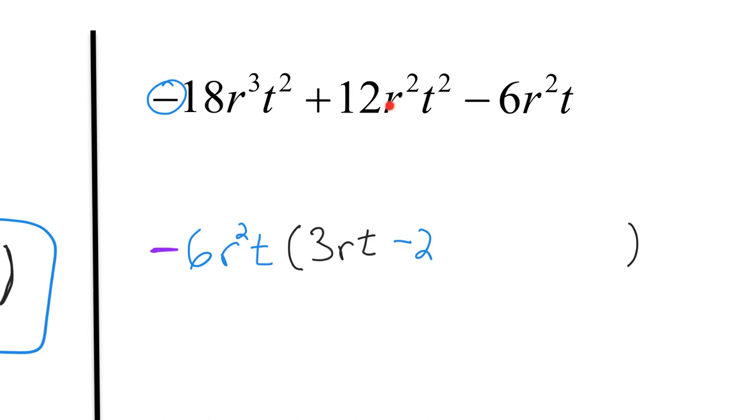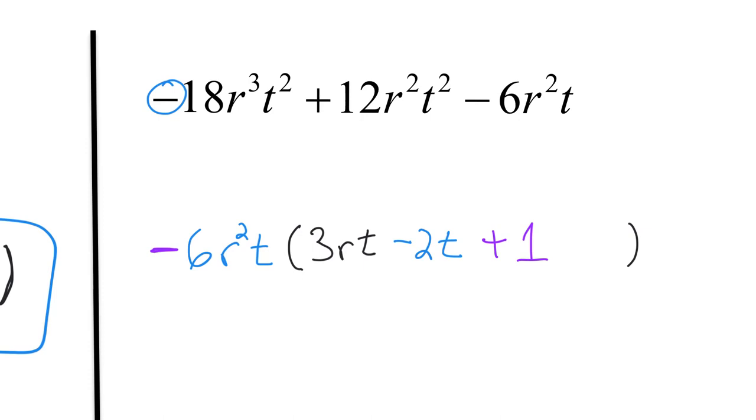You guys have an r squared. You took out the r squared, so no r's. T squared, you took out a t. So it's only 1t right here. And you guys go to the next term, negative 6 divided by negative 6. That's going to be a positive 1. And you guys have r squared. You took out the r squared. The t, you took out the t. We don't have any variables here, so we need the 1. Yes, we need it because we don't have any variables.